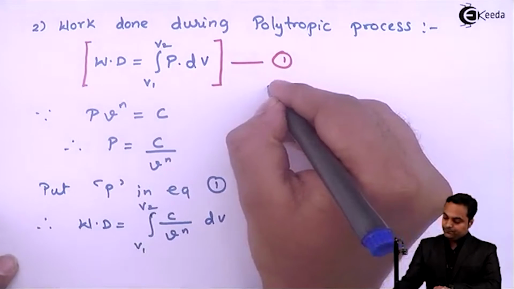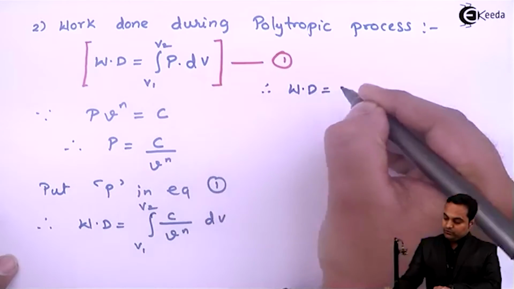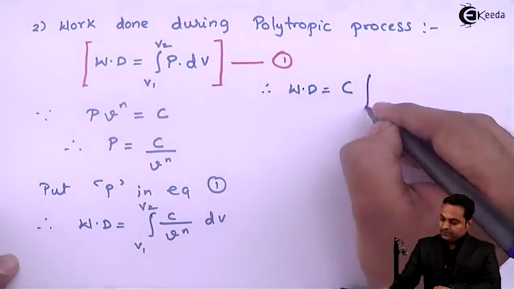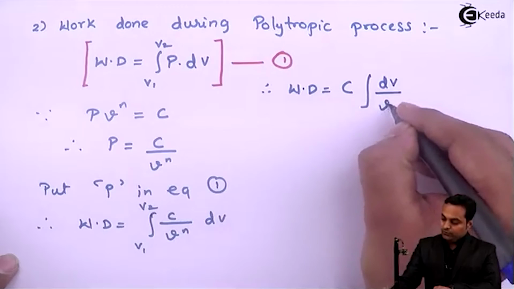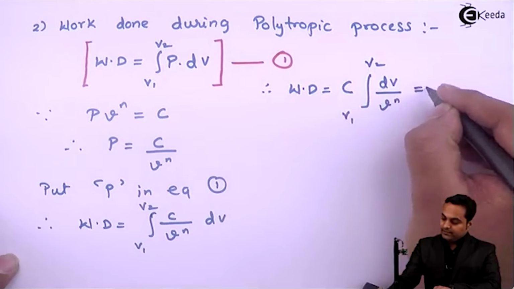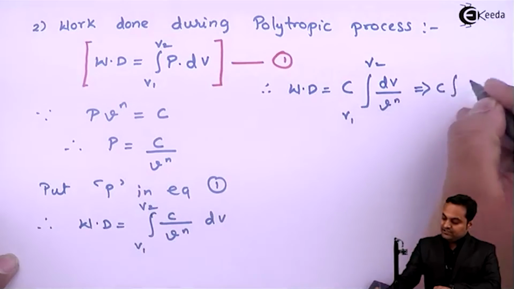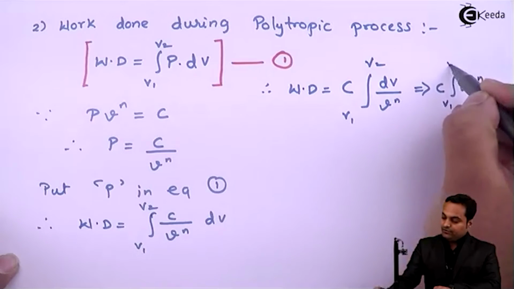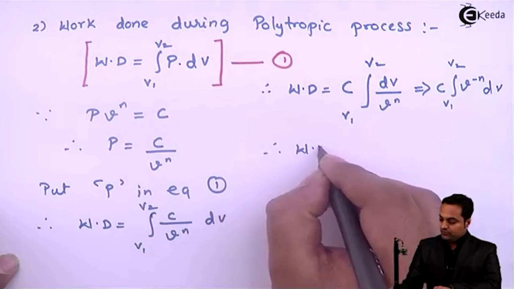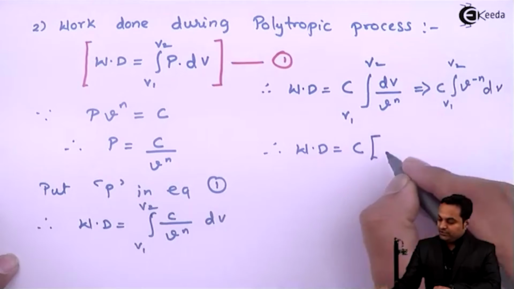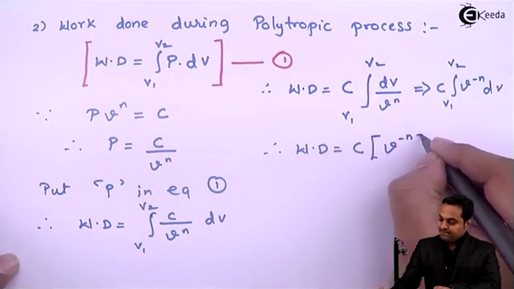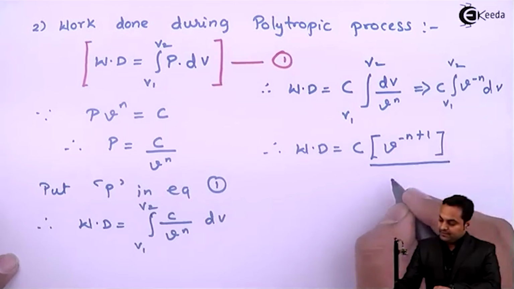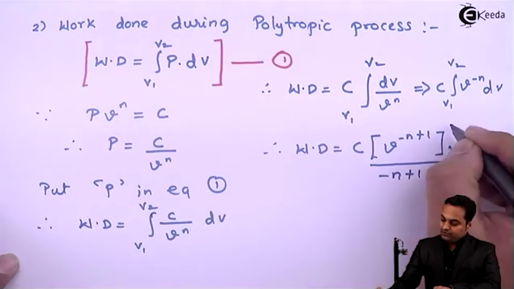Next, therefore, work done will be equal to C. Since it is constant, it can be taken out of the integral sign. Integration of dV upon V raised to N from V1 to V2. Bringing V raised to N into the numerator, that is V raised to minus N dV from V1 to V2. So work done will be equal to C into V raised to minus N plus 1, the integration of this term, upon minus N plus 1, from V1 to V2.